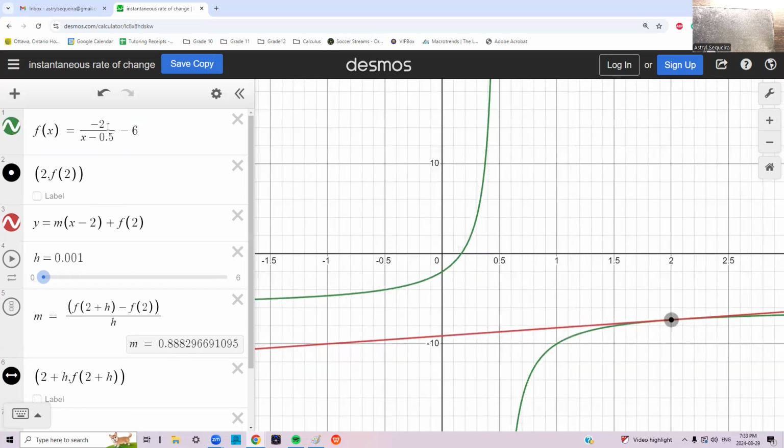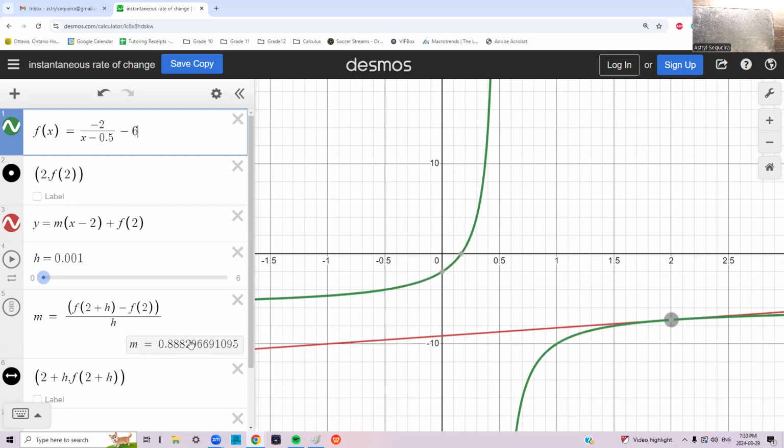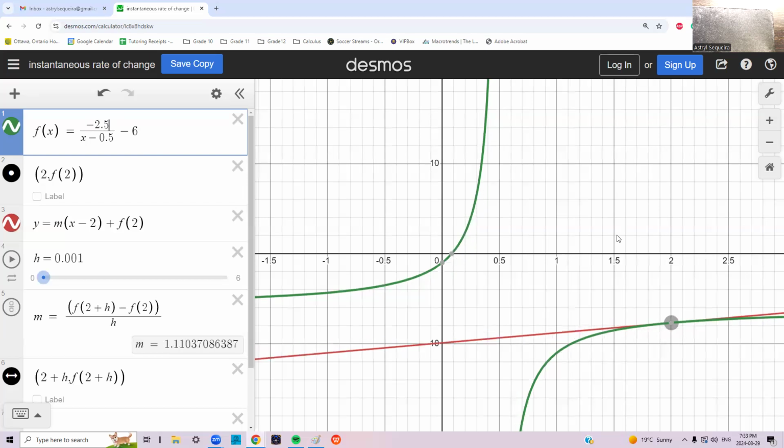So if you notice, when I change this from -4 to -6, the slope didn't change at all, because moving the graph up or down does not change the IROC at a specific x value. So I'm just going to play around with this value on top here and figure out the right IROC. So let's go 2.5, getting closer to 1.23.